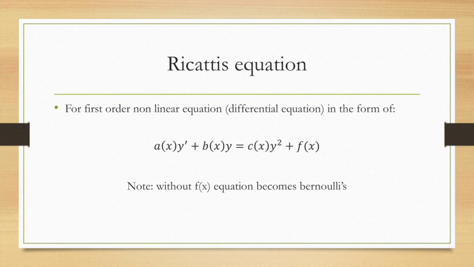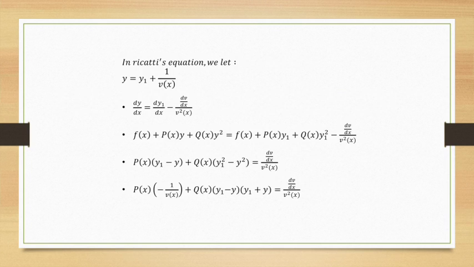Riccati's equation for a first order nonlinear equation is in the form of a(x) y prime plus b(x) y is equal to c(x) y squared plus f(x). Note that without f(x), this Riccati's equation will become the Bernoulli's equation. In Riccati's equation, we let y be equal to y1 plus 1 over phi of x.